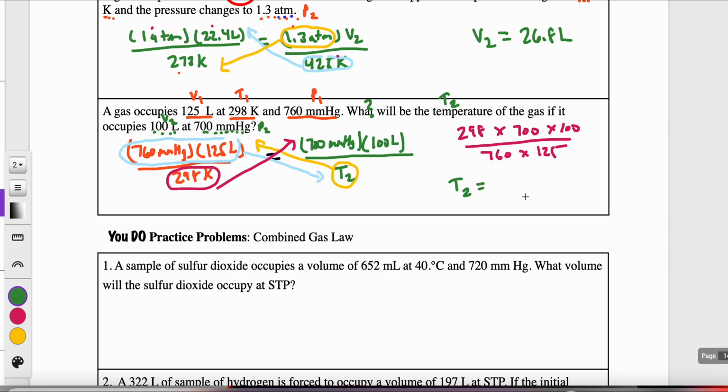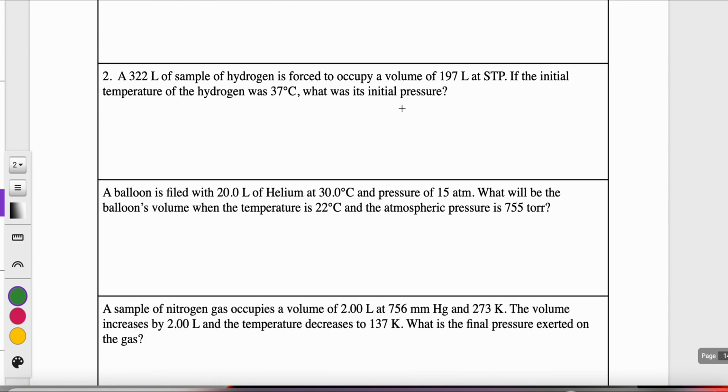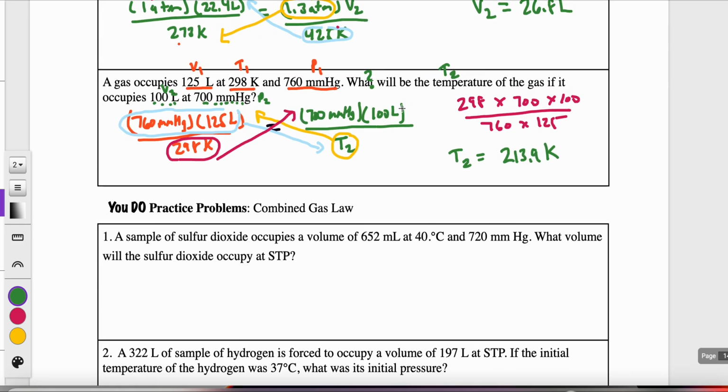When I solve for T2, if I put it into my calculator correctly, I end up with a new temperature of around 213.9 kelvins. If you're having trouble solving these problems on your calculator, please come and ask for help. Now you try the you do problems and show your correct numerical setups down below.